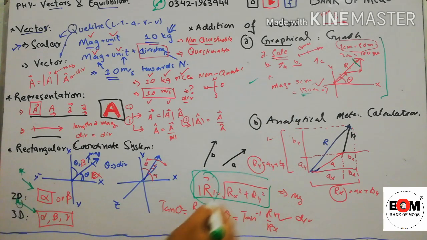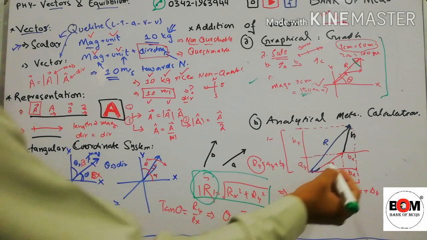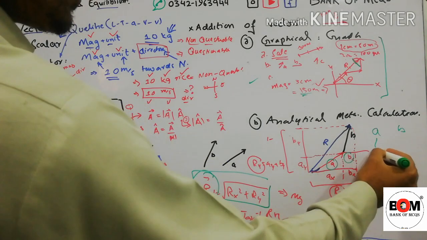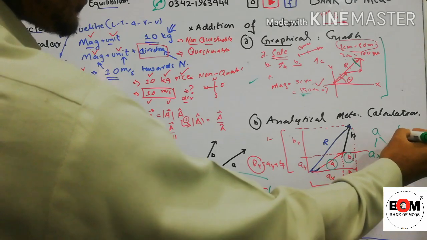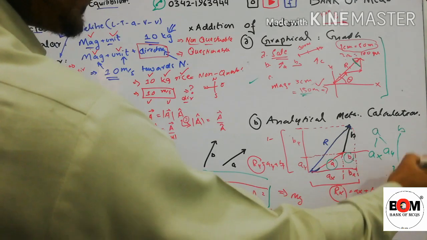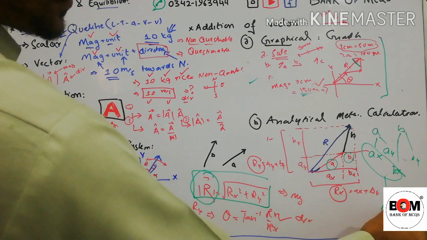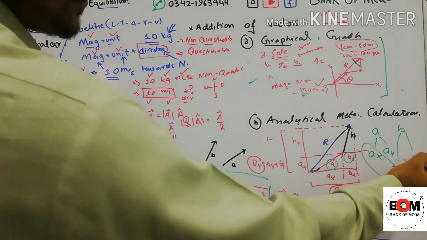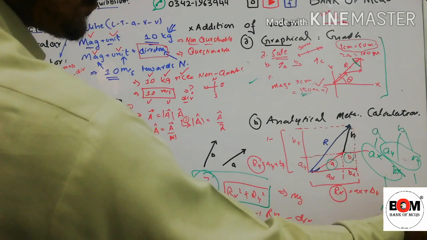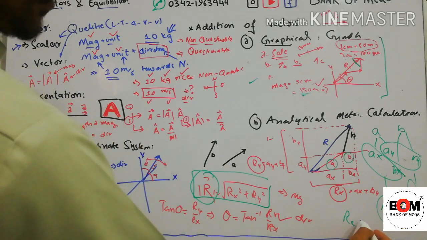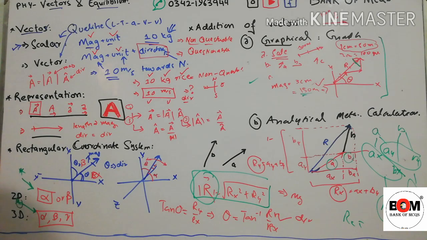If you are given rx and ry, or if they give us vectors a and b, from a we get ax and ay, and from b we get bx and by. In the next step, sum ax and bx and it will give rx, and sum ay and by and it will give us ry. Now to find the result, we use the square root of rx squared plus ry squared. So this was the addition of vectors. The next is subtraction of vectors.